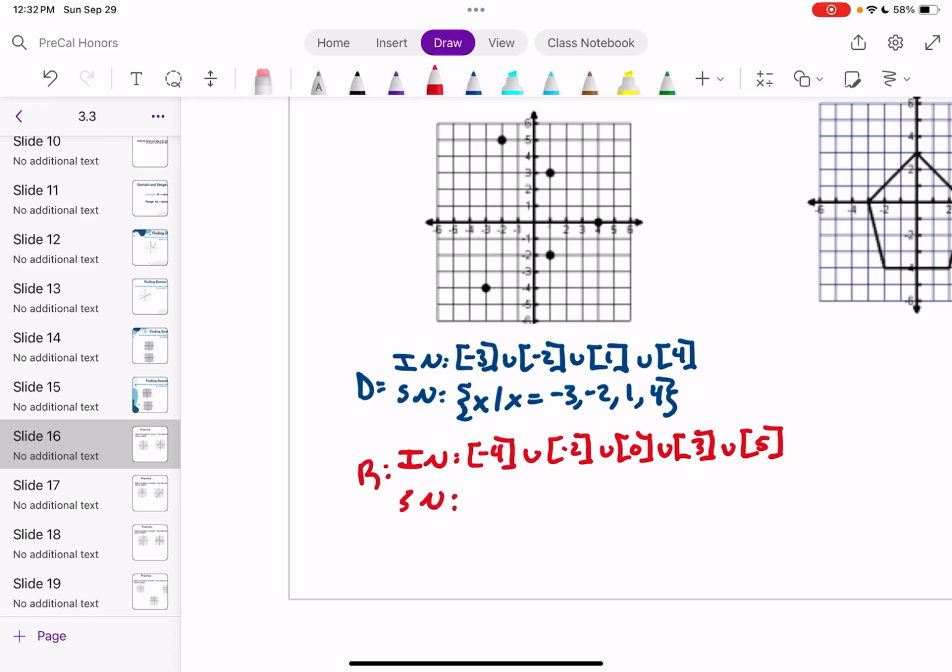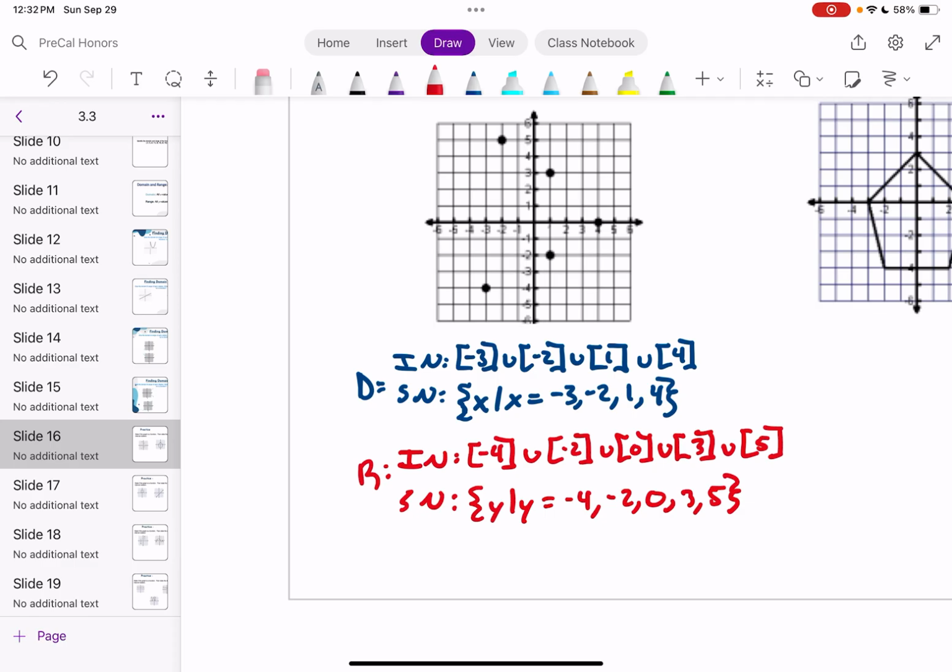Our set notation would be y such that y is equal to -4, -2, 0, 3, and 5.